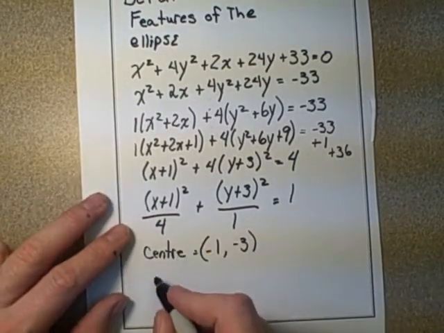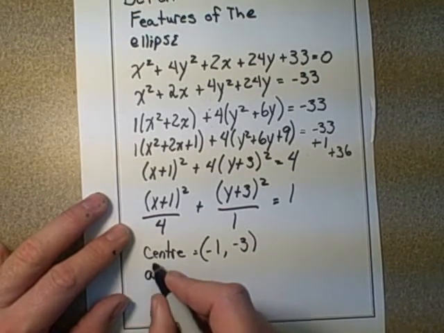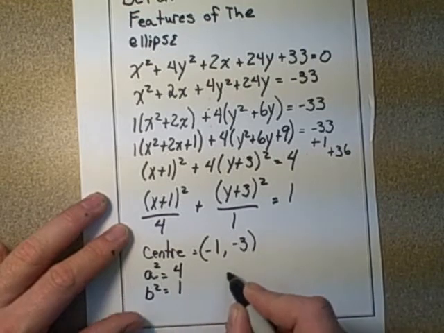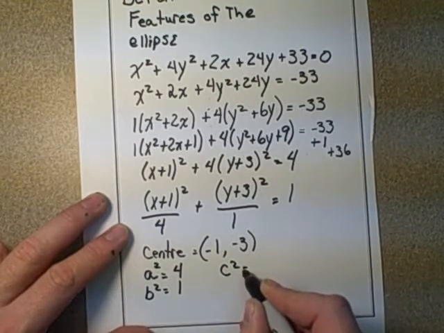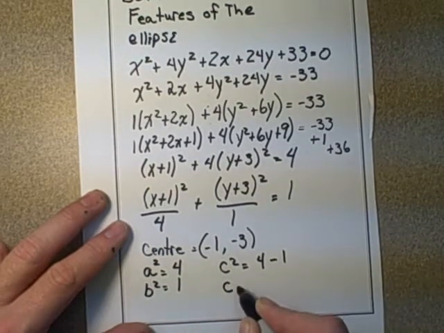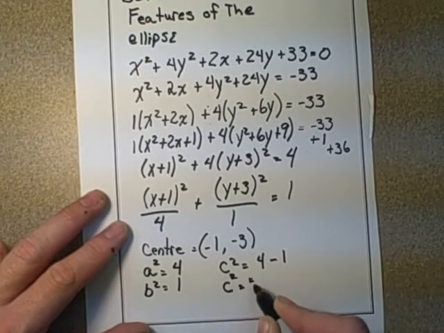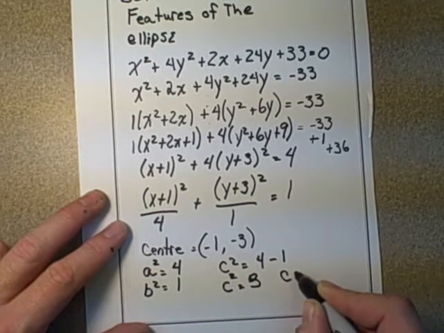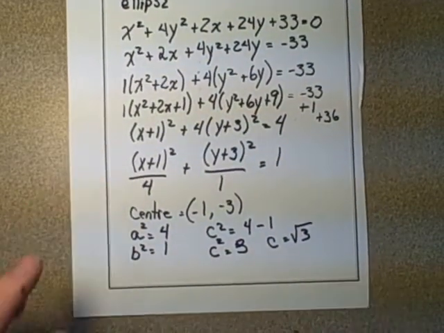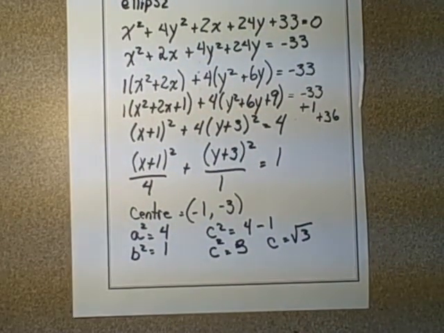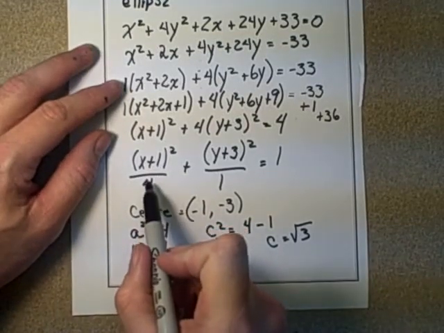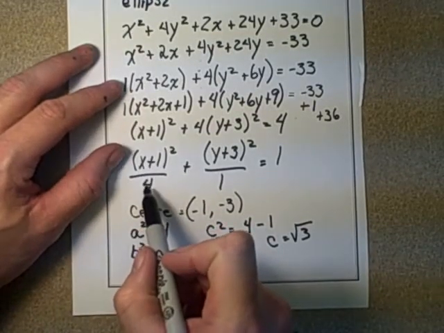Okay, the bigger one, A value: A squared is equal to 4, and B squared is equal to 1. So C squared equals A squared minus B squared. So C squared is equal to 3, so C is equal to √3. Now that we know √3, we can determine what our vertexes are. We know that this is a horizontal ellipse because it's the bigger number under the x squared.